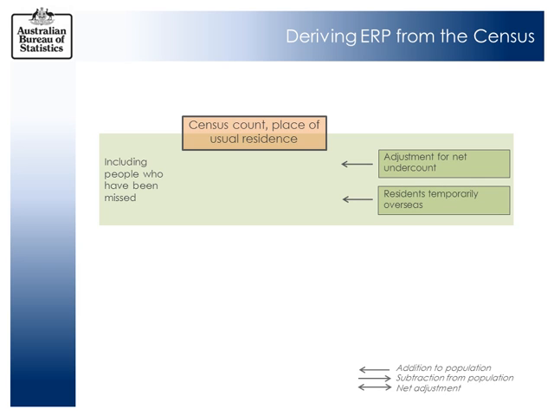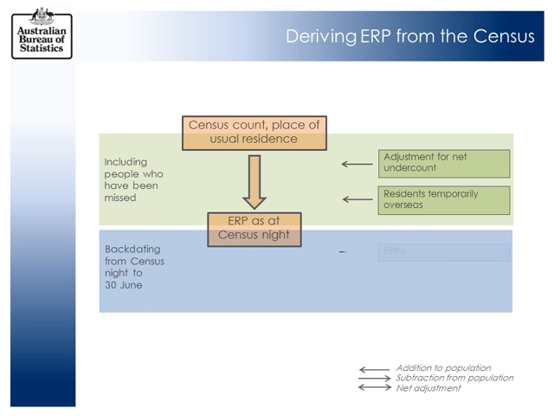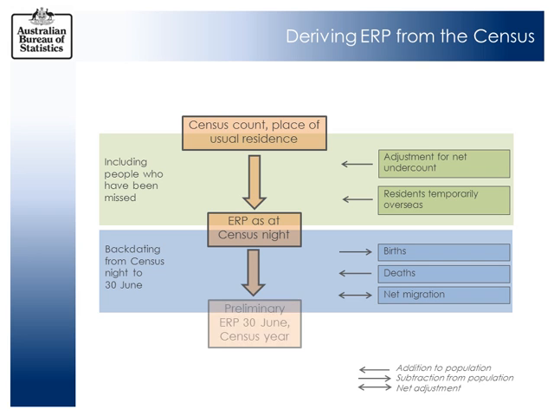We add in Australian residents who were temporarily overseas to arrive at an ERP as at census night. And because the census is held in August, a backdating adjustment is made to account for the population change between census night and the 30 June reference date. So to do this, we subtract births, we add deaths, and we remove the effect of net migration that occurred during this period. This results in an ERP for 30th of June of a census year for each region. This is now our population base.